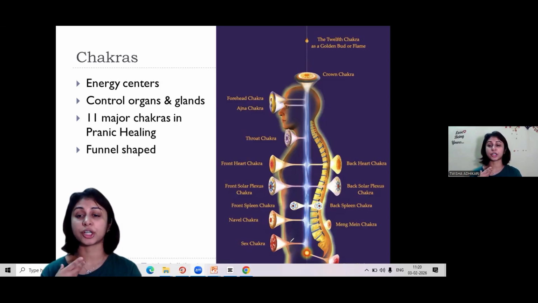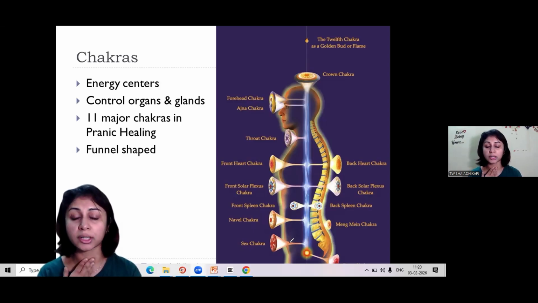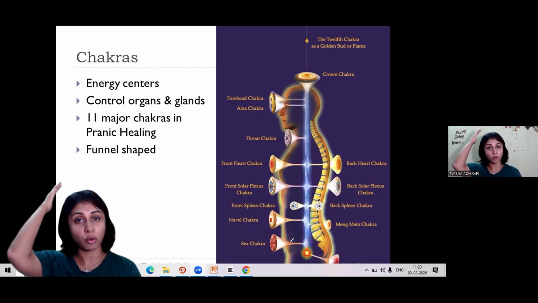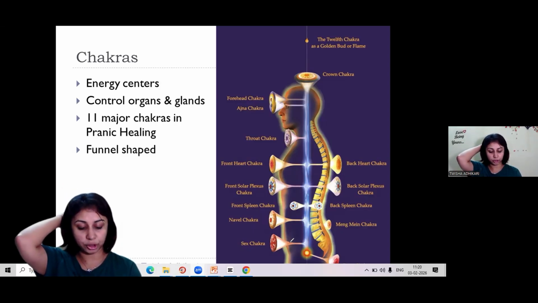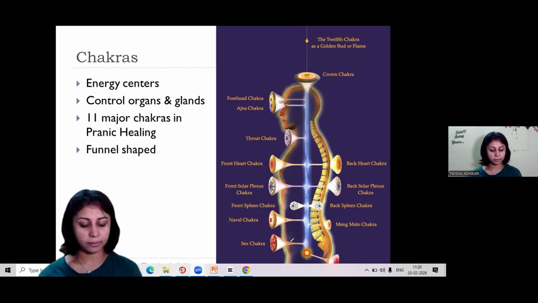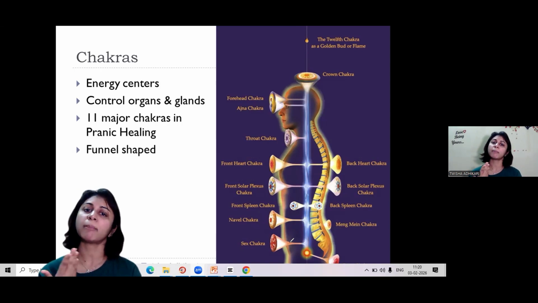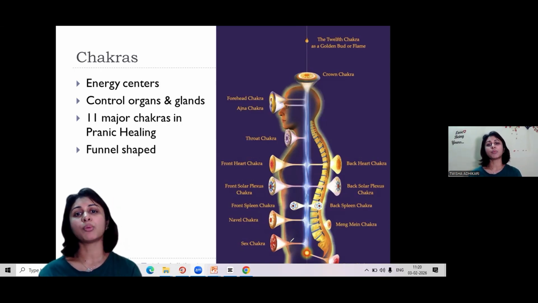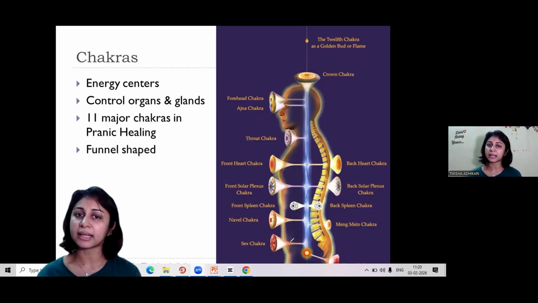Also, the sex chakra is linked to our throat chakra, ajna chakra, and also our back head chakra. Now, suppose a person has some issues in the bladder. The sex chakra might be depleted, and the throat chakra might also be depleted because both the sex and throat chakras are interconnected.